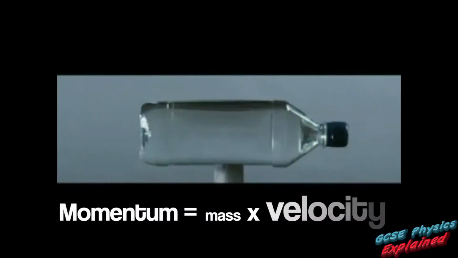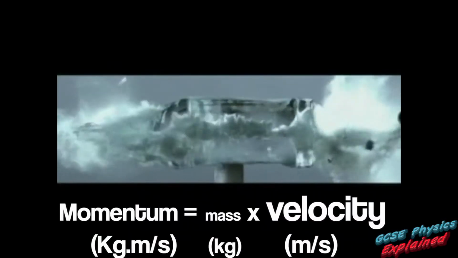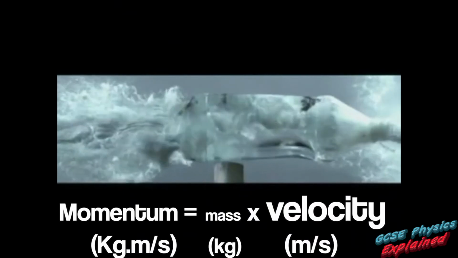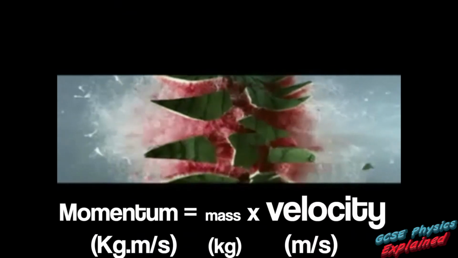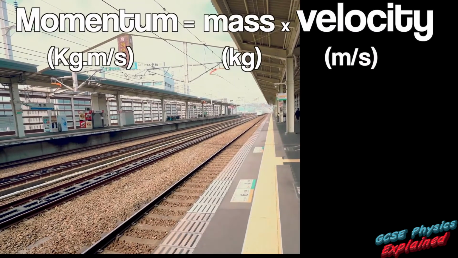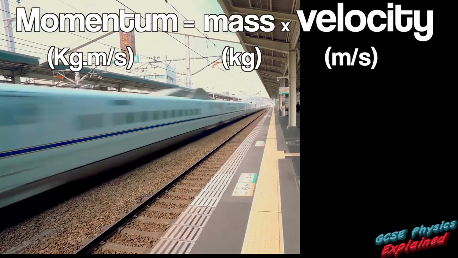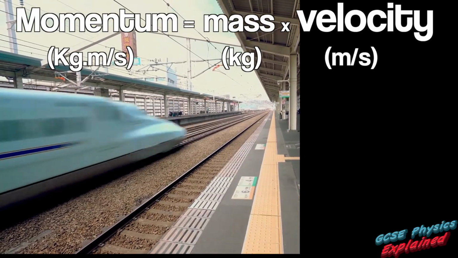A bullet only has a small mass, but because it travels at such a high velocity, it has a large momentum. This bullet train has a big mass and a huge velocity, so its momentum is massive.